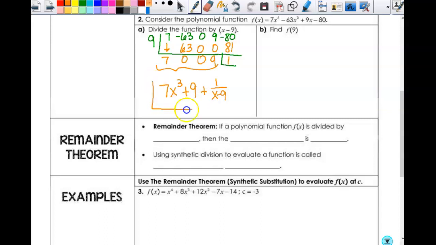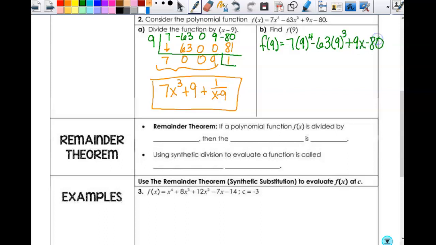So now we're going to find f of 9. So f of 9 is going to equal 7 times 9 to the 4th minus 63 times 9 cubed plus 9x minus 80. Now, if I wanted to spend the time and go through the agony, I would have you multiply all this out. What, did I do something wrong? Oh, dang it. It is 9x, but it would be nice if I actually substituted it in, right? 9 times 9, minus 80.